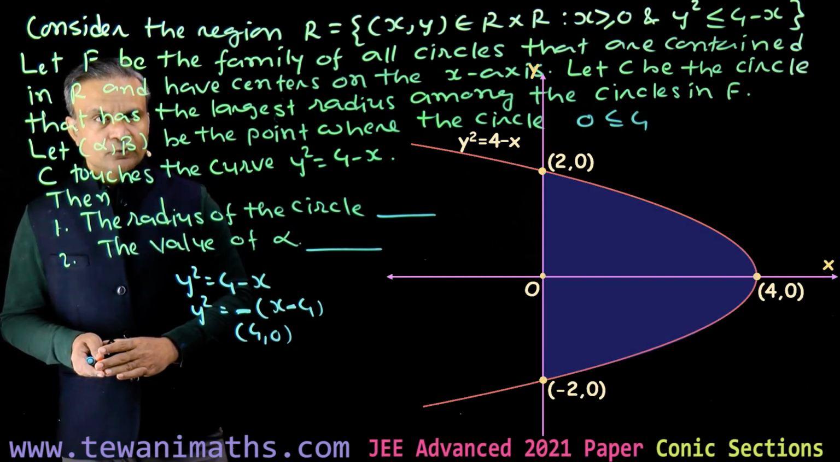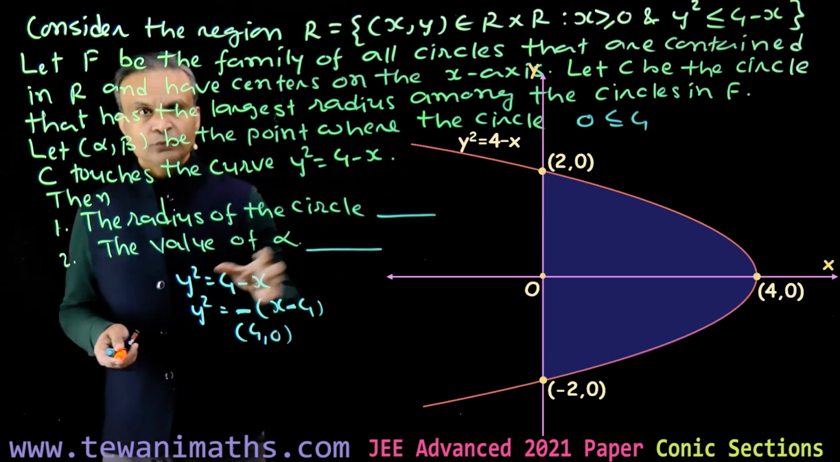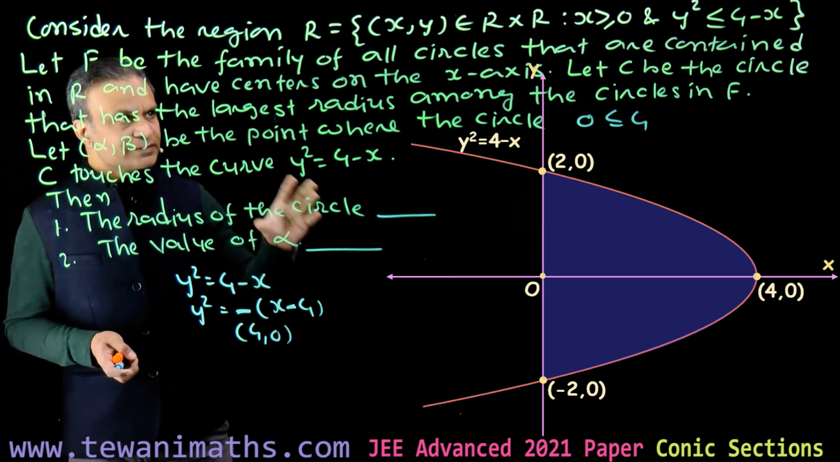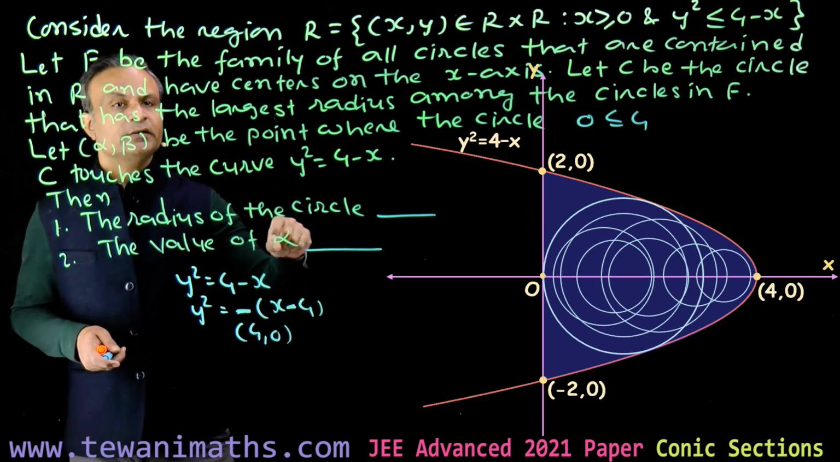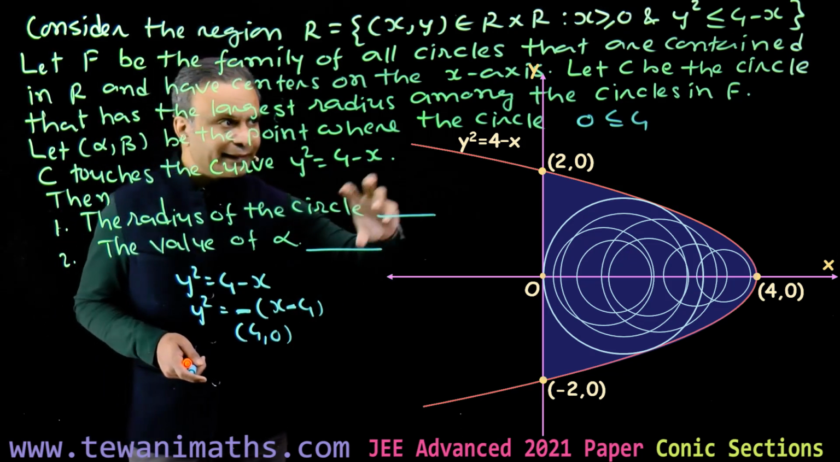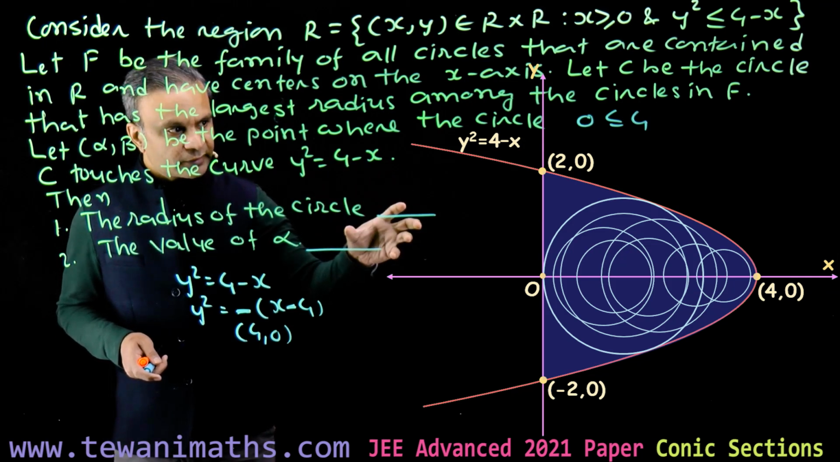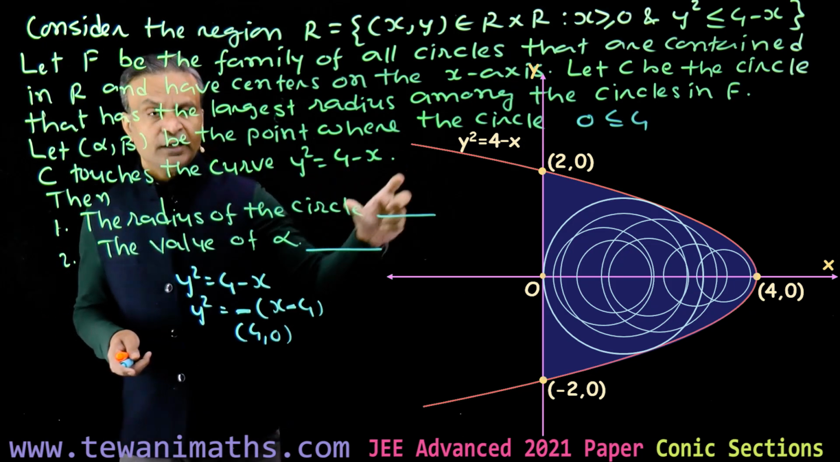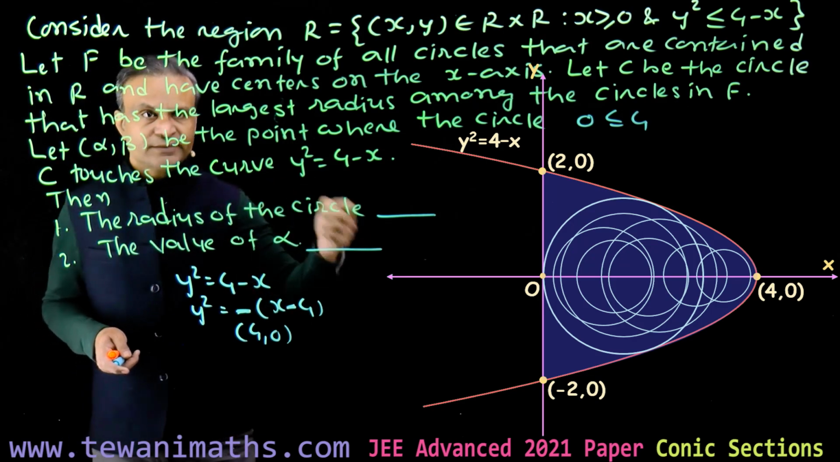Where x is greater than or equal to 0 and y square is less than or equal to 4 minus x. Now in this region we draw circles having centers on the x-axis. These circles are contained in this region. The circles are inside this region; no circle will go outside this region. The centers of the circles are on the x-axis.